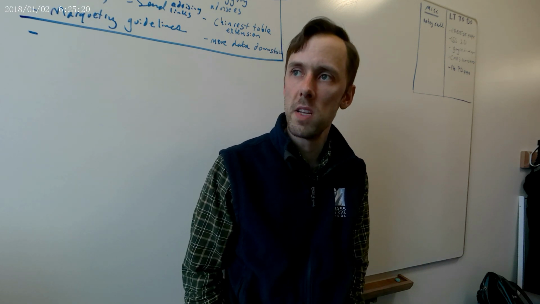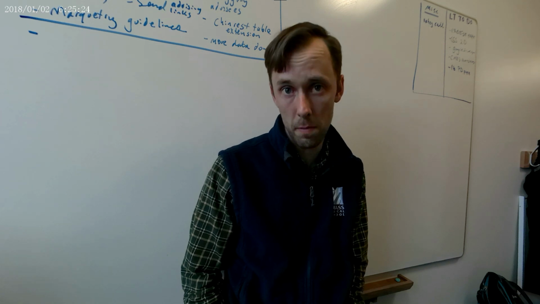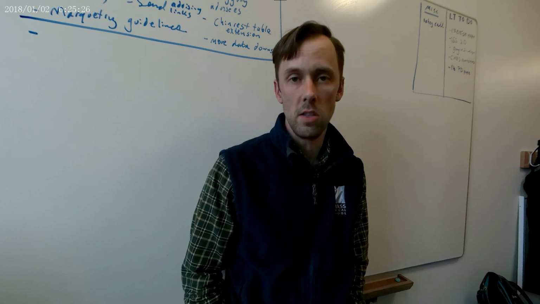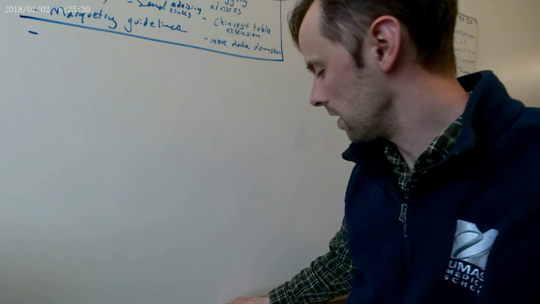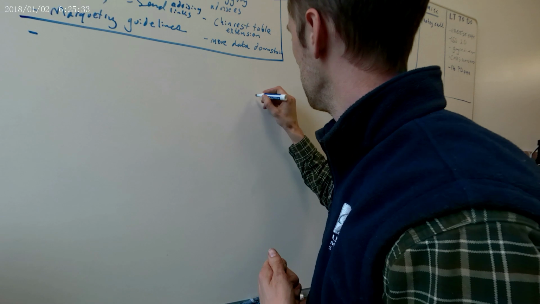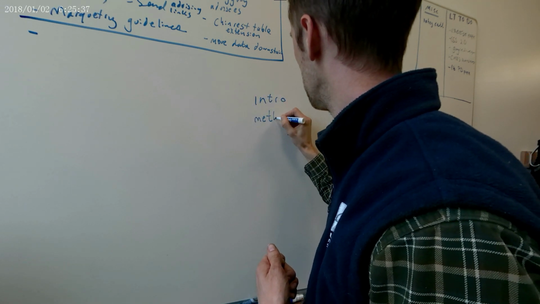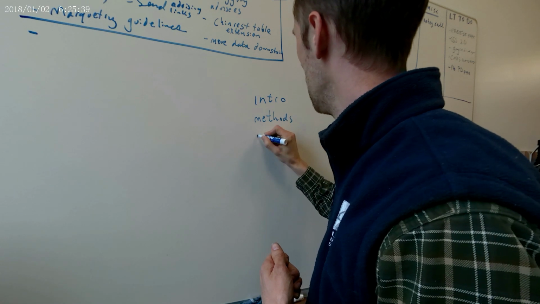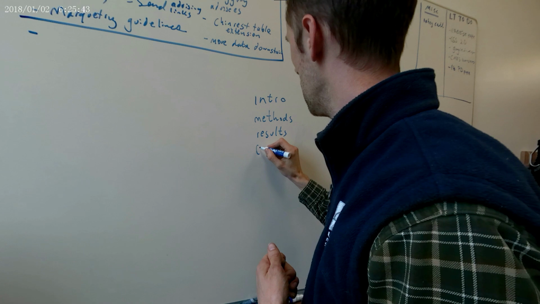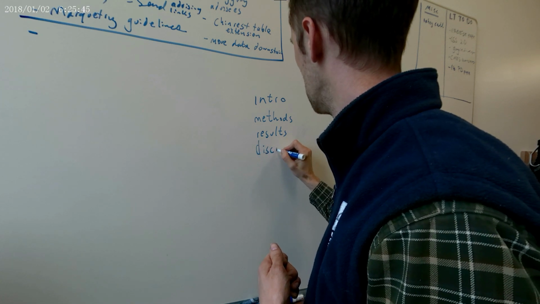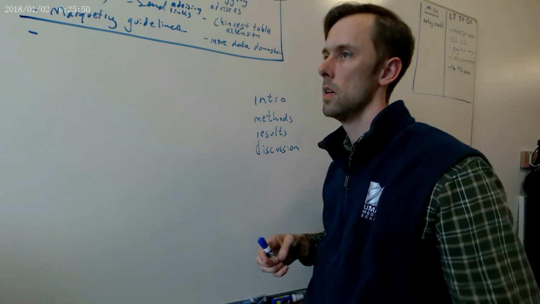So for this particular class, the way I'd like you to approach the paper is there's four main sections to a research paper, of course, right? There's the intro, the methods. I'll write these out. Intro, methods, results, and discussion.